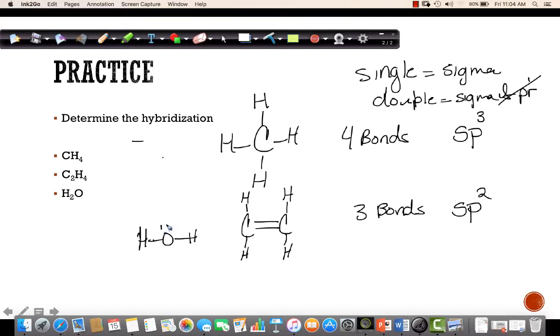All right, so I'm going to count. So I have 1, 2 sigma bonds, and I also have 2 lone pairs, so I have to count those too. So 1, 2, 3, 4. I have 4 bonds. I need somewhere to put these lone electrons. So again, that will be sp3.